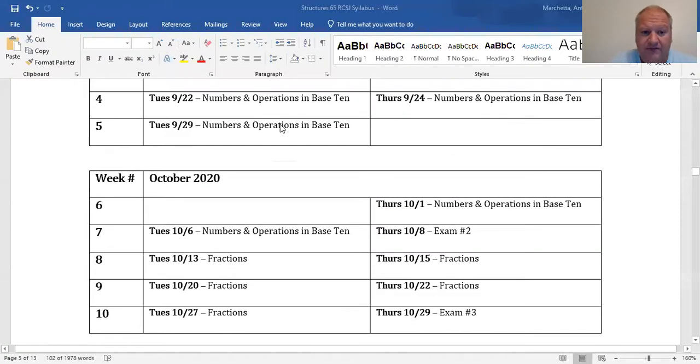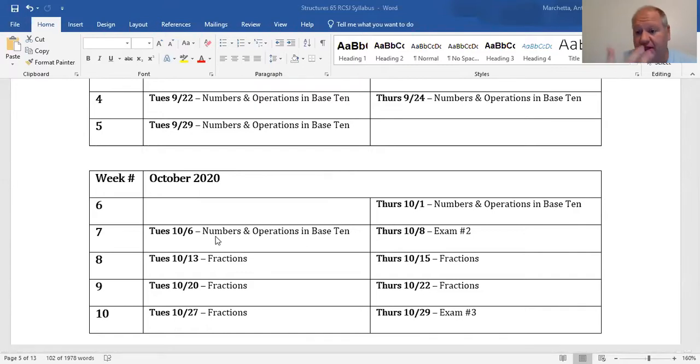There you go. So where are we? Well, we're looking at exam number 2, going to be October the 8th. So we have Tuesday and Thursday next week for instruction. Then the following Tuesday will be our essay day, and then we'll have our exam on the 8th.